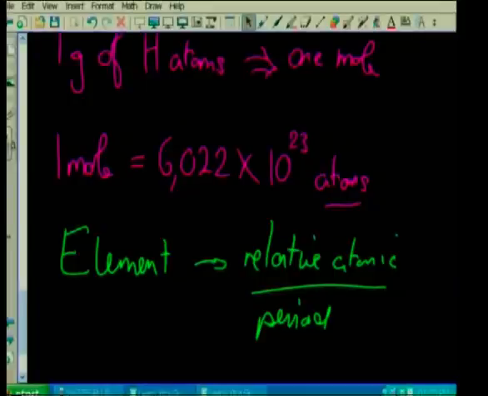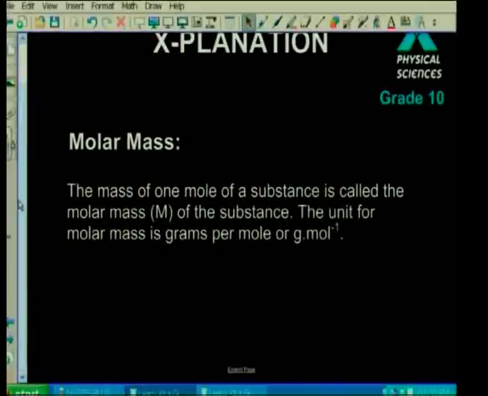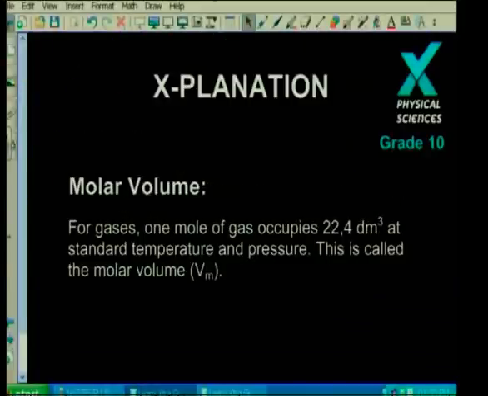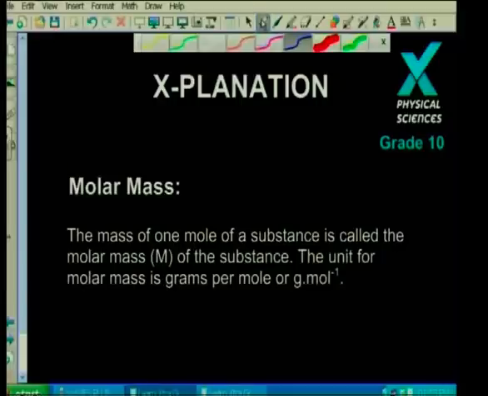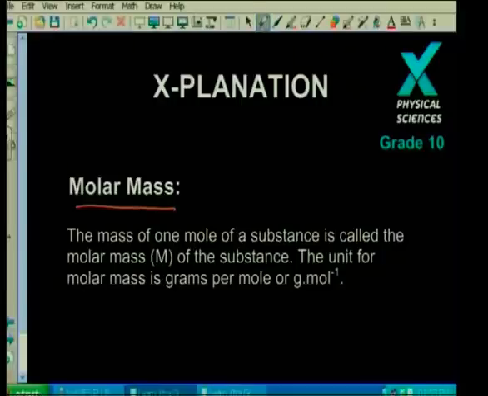Now, that's fine for dealing with elements. But we know that elements don't just stay on their own. Elements combine with each other to form compounds. So how are we going to calculate the mass of 1 mole of anything? Well, we give it a special name, and this is how we do it. We call this mass of 1 mole the molar mass. The mass of 1 mole of a substance is called the molar mass.